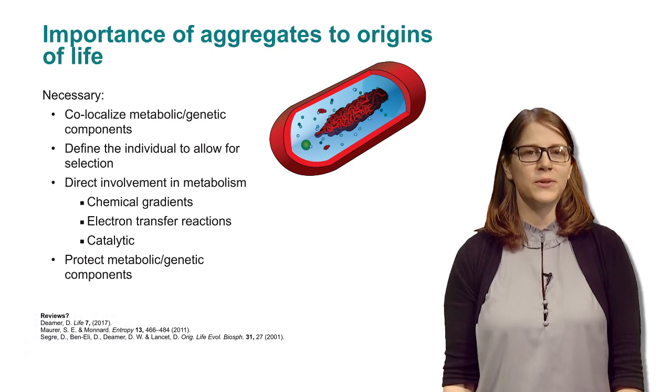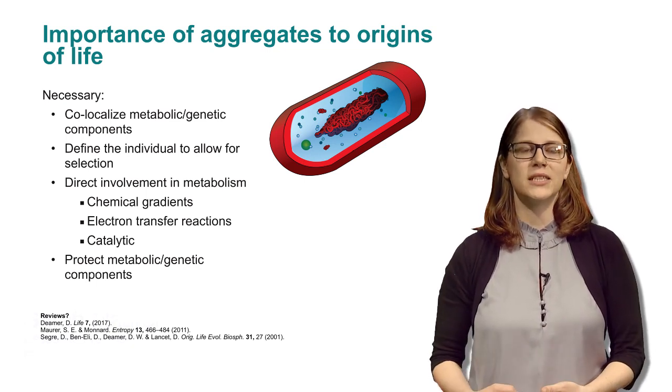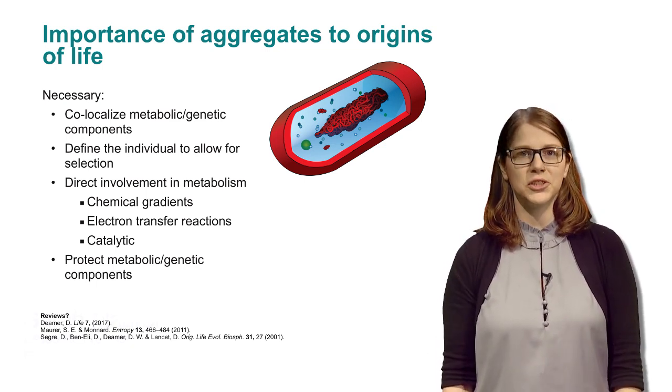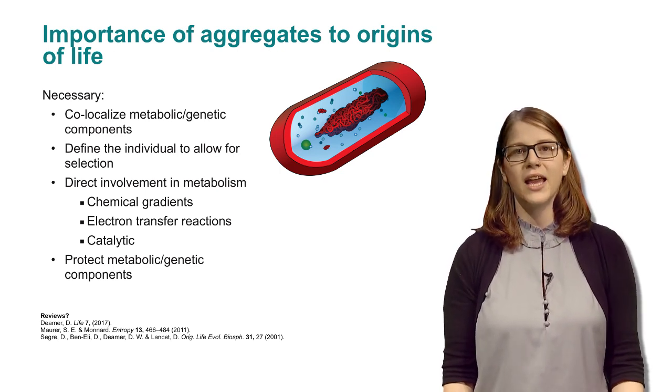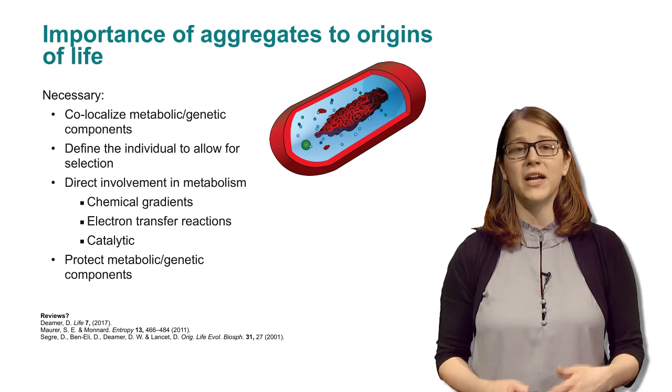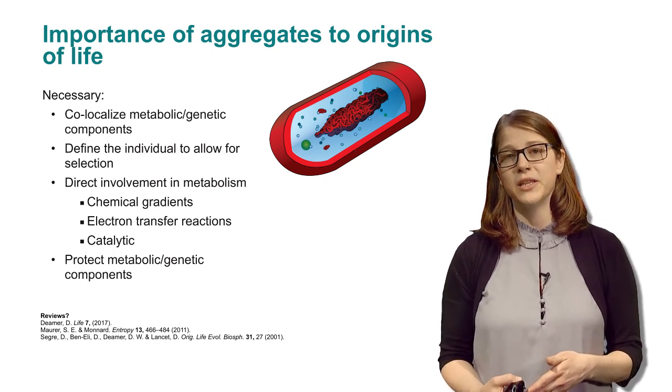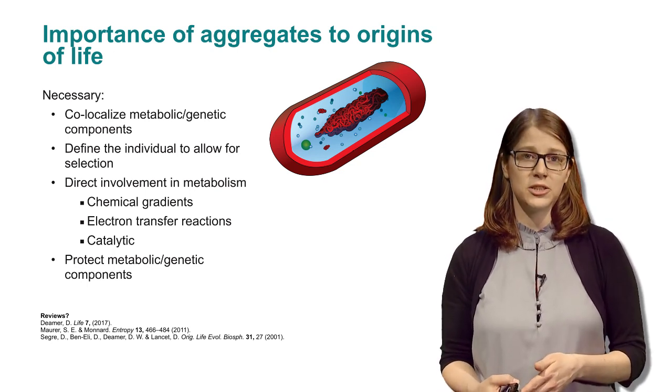Hi, I'm Sarah Maurer, and today we're going to talk about how protocells can be used as a model for the origins of life. Protocells are really important for first organisms because they are aggregates that can serve to co-localize and protect metabolic and genetic components, and they can also be used to define an individual, which is necessary within a population for Darwinian selection to occur.